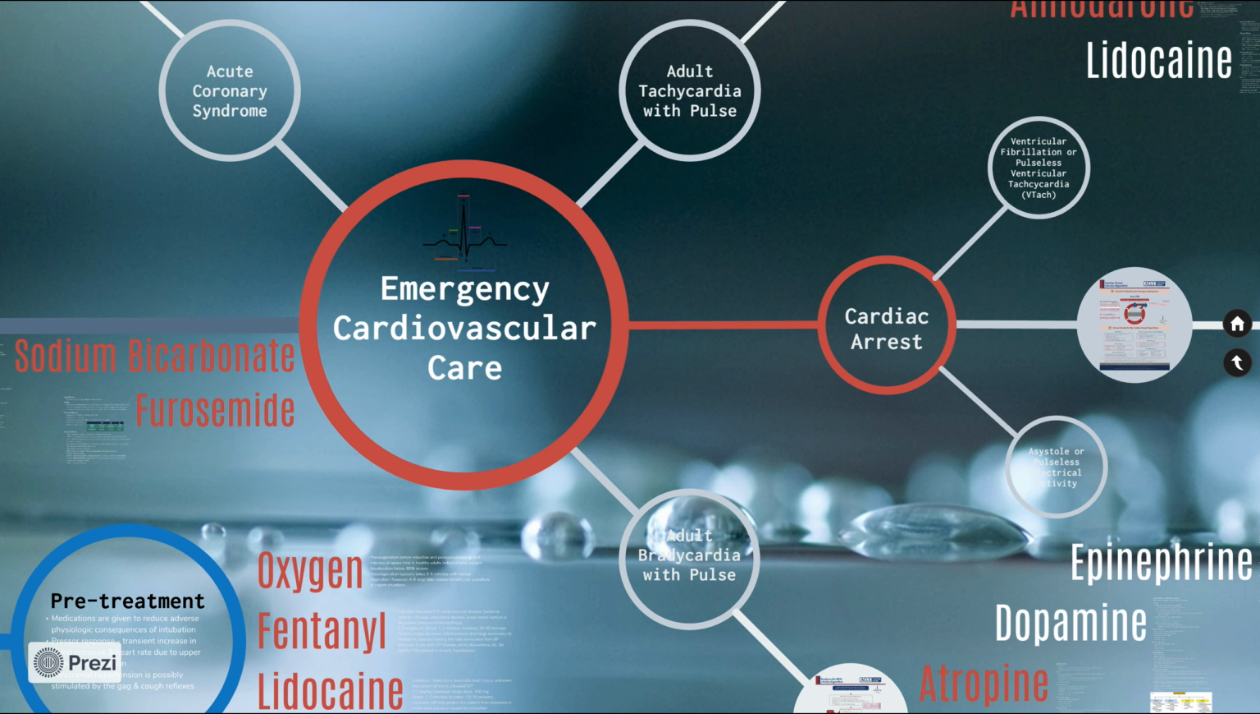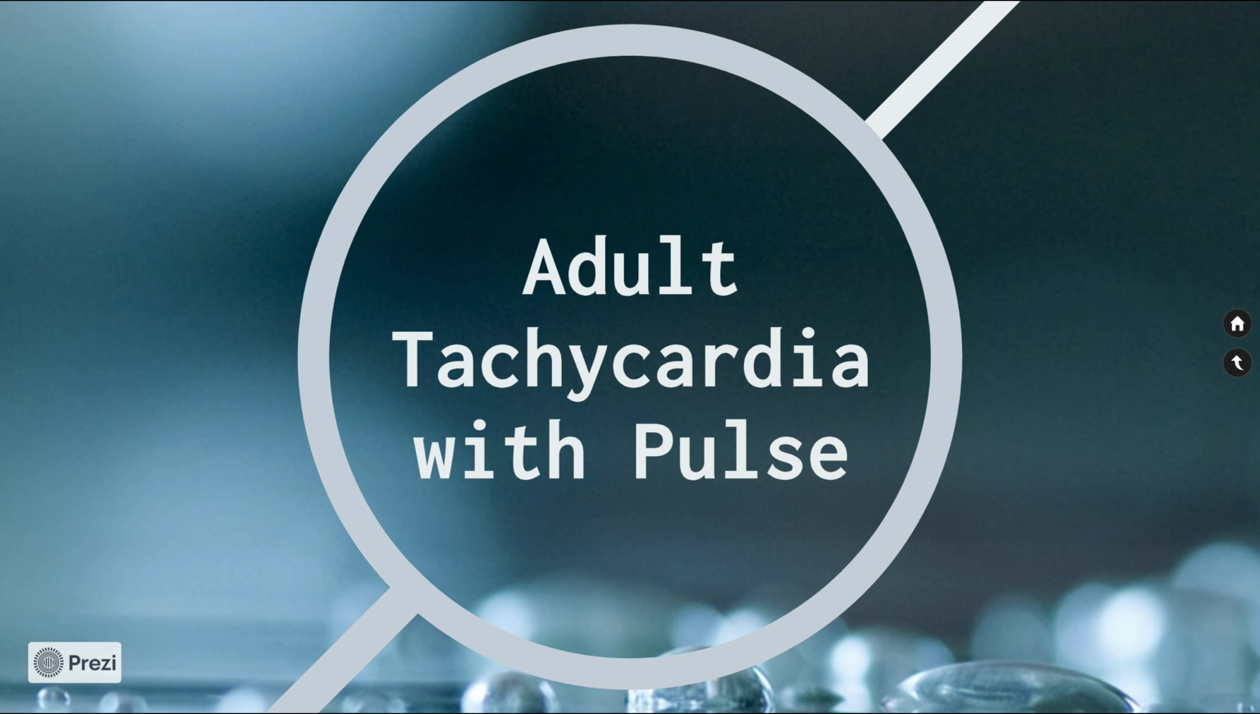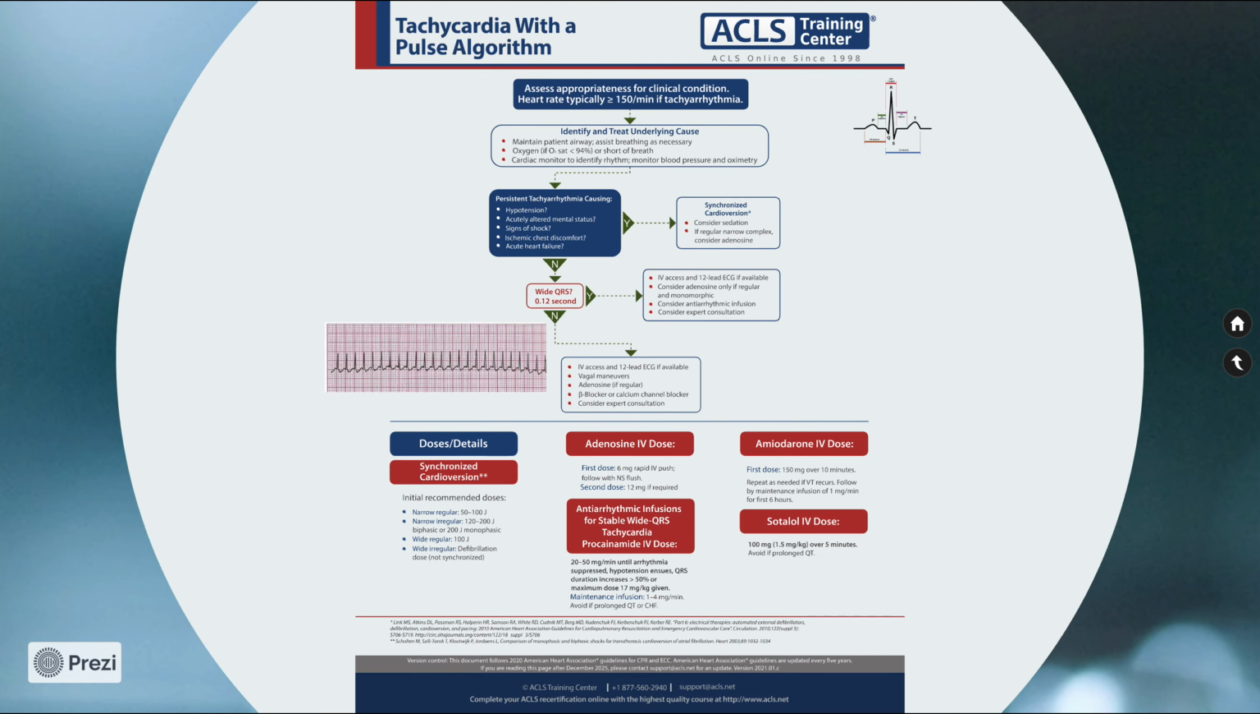Now, we move on to other situations involving the heart. You will notice that the categorizations are based on the rhythm of the heart or on the pattern seen on the ECG. So, as long as the patient is breathing, has a heart rate, do an ECG. Do it as soon as possible. So, this is the algorithm for handling a patient with tachycardia with a pulse.